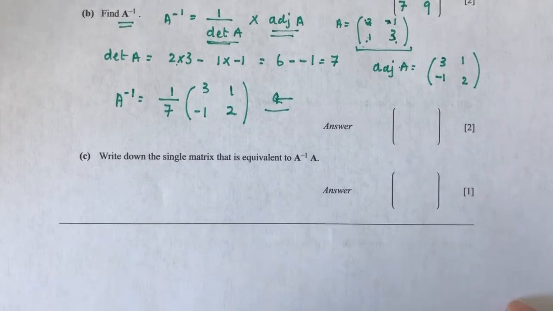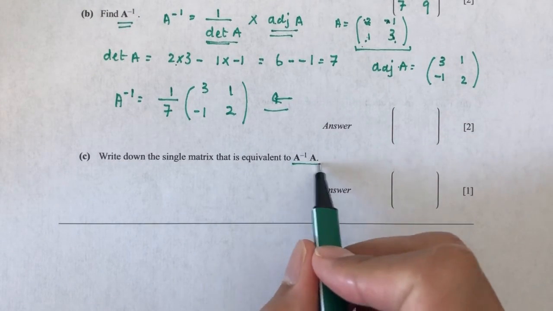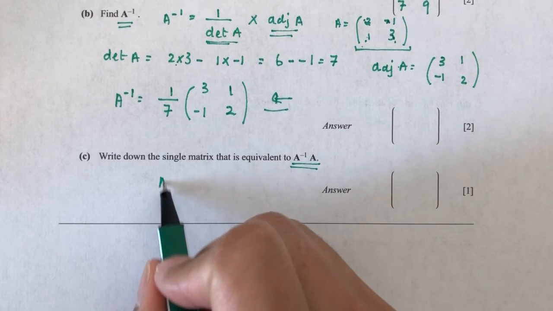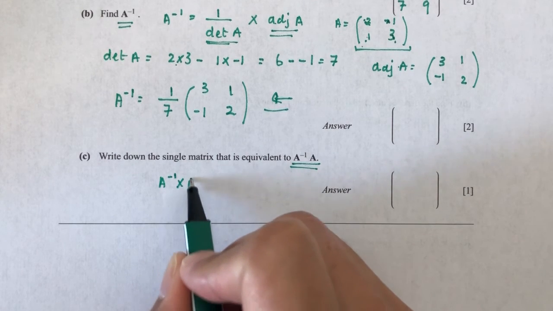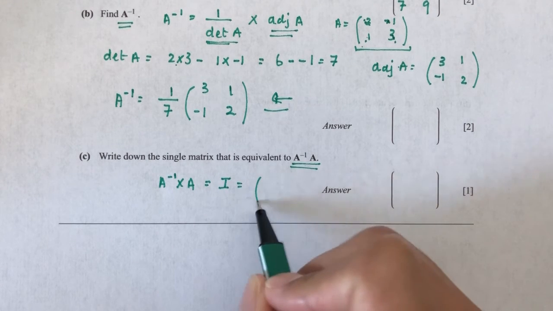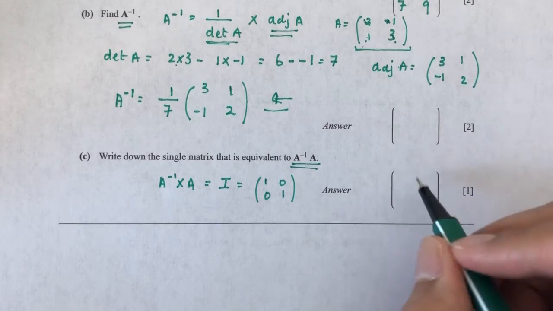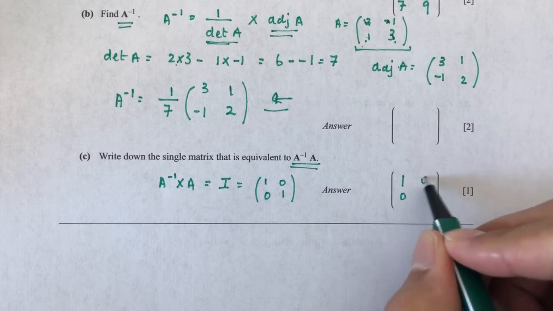So now the last one, write down the single matrix that is equivalent to A inverse times A. So A inverse times A is equal to the identity matrix, which is 1, 0, 0, 1. So your answer will be 1, 0, 0, 1.